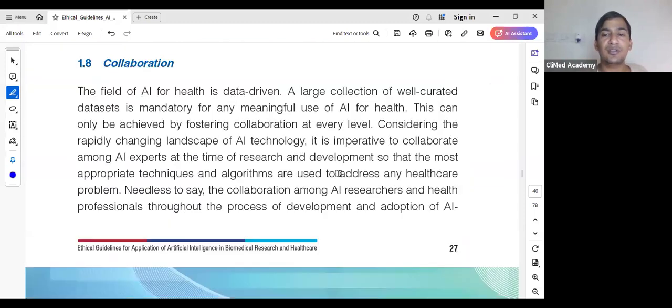Collaboration is definitely very important, because developing AI is not a simple thing. You need a very important team from the technology side and from the healthcare side, and a large collection of data is also very important. So how do you collect the data from hospitals, from people, from research centers?